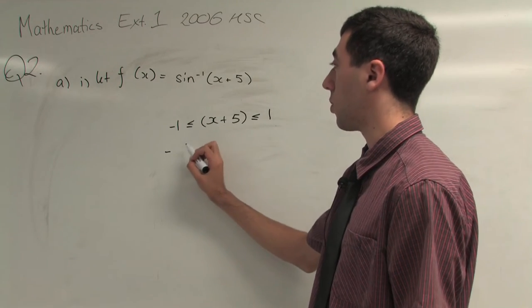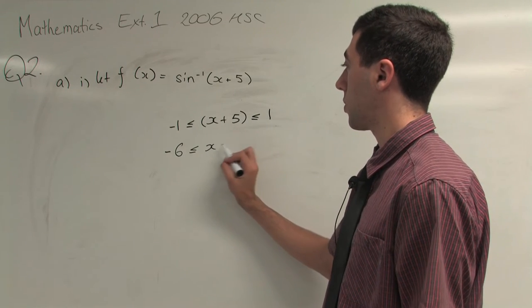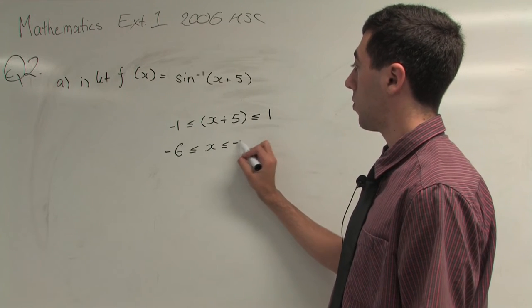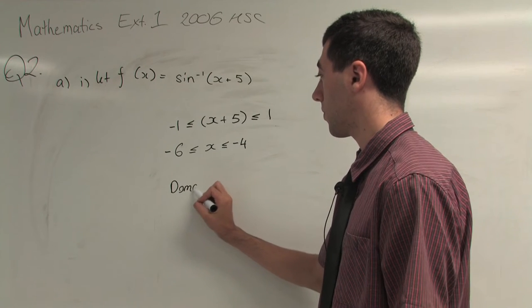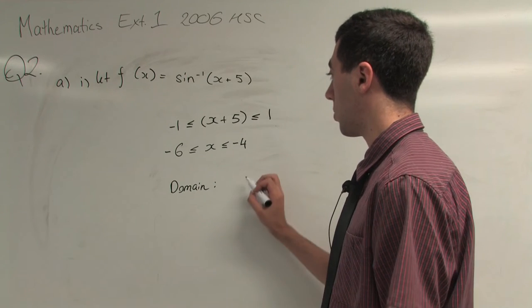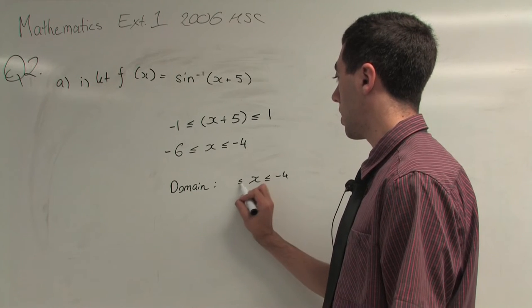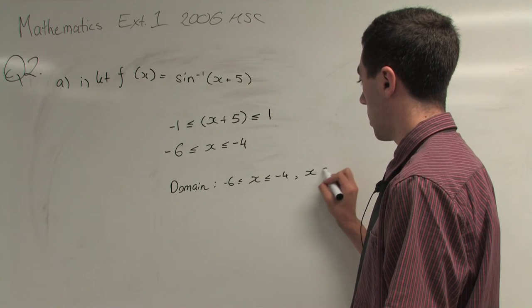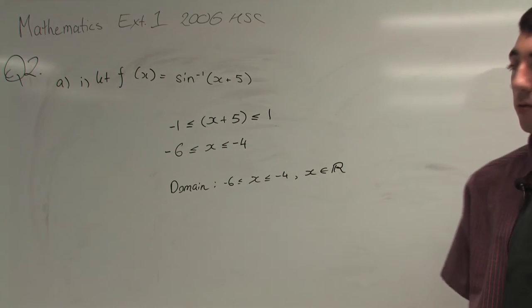So 1 minus 5 is minus 6, and we'll leave x because now 5 minus 5 is 0, and 1 minus 5 would be minus 4. That means our domain is given by x between minus 4 and minus 6. And to top it off, you can say that x is an element of the real numbers, which just says that x is a real number.